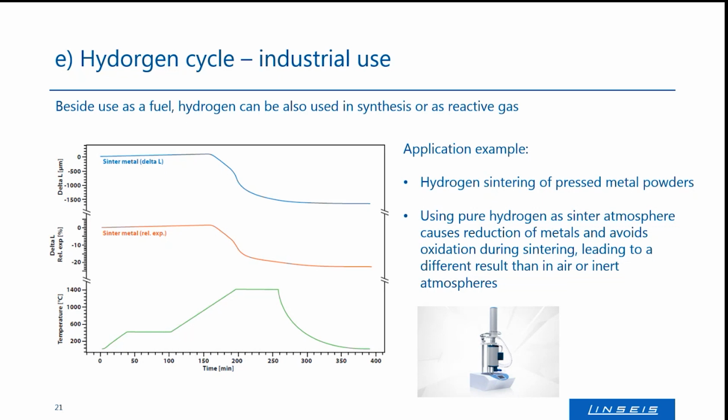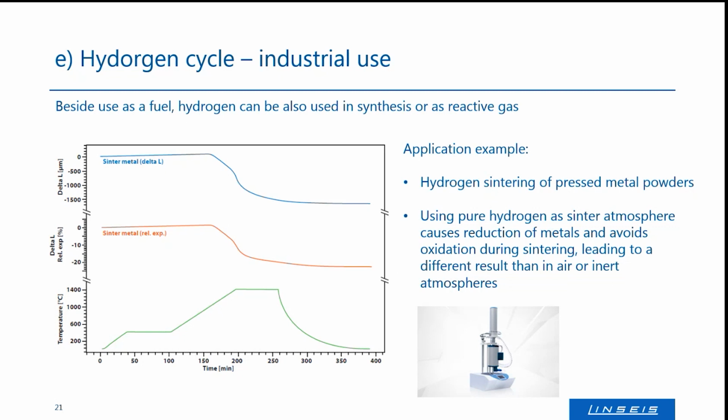And another application that's quite interesting is metal sintering or additive manufacturing. This measurement you see here was a hydrogen sinter measurement performed on a vertical dilatometer, and it was powder sintering of metal powders in hydrogen atmosphere. A lot of sinter metal and additive manufacturing processes require inert atmospheres, or even, like in this case, reducing atmospheres.